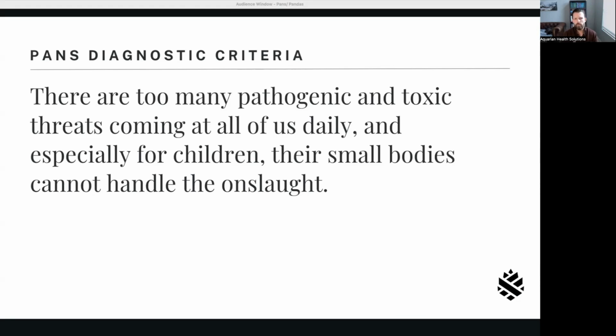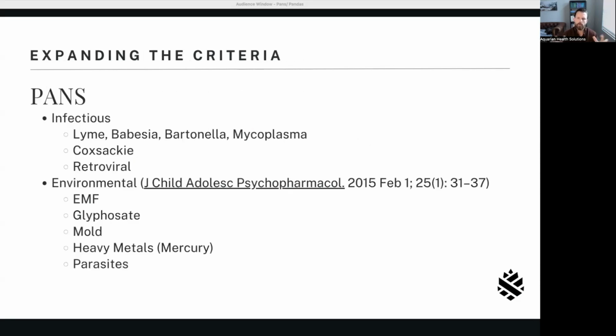And especially for our children, their small bodies cannot handle the onslaught of chemicals and toxins and heavy metals and all these different things. And even the medical community at large has recognized this, and because of that has expanded out the criteria for PANDAS into what they call PANS, acknowledging that these neuropsychiatric syndromes and symptoms are caused by more than one thing.